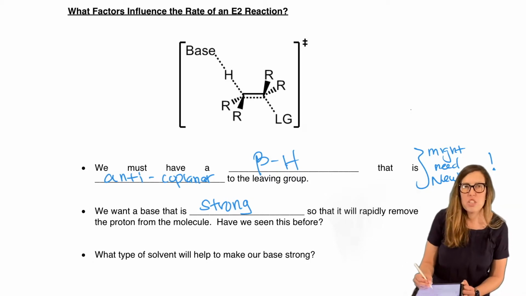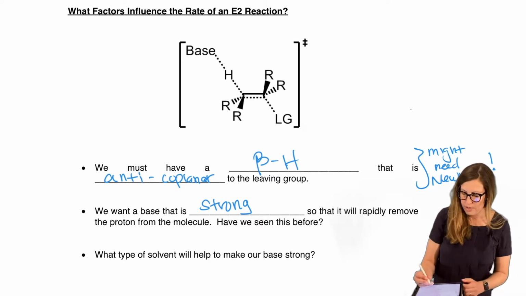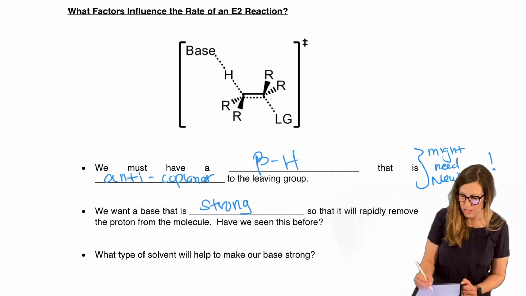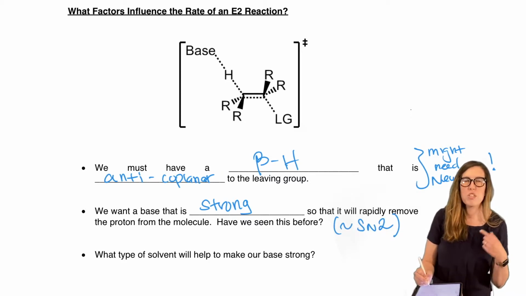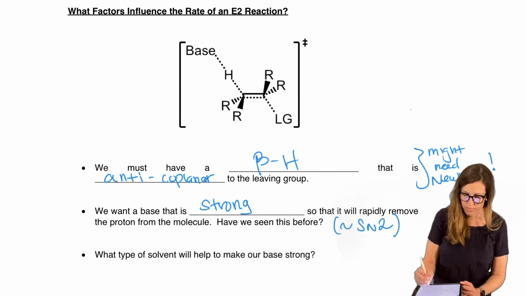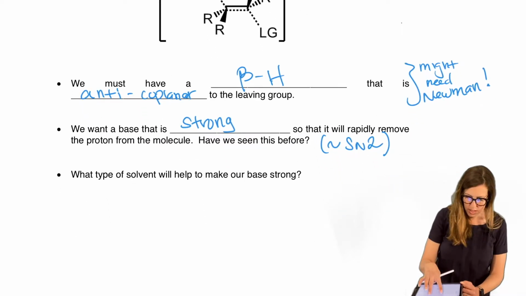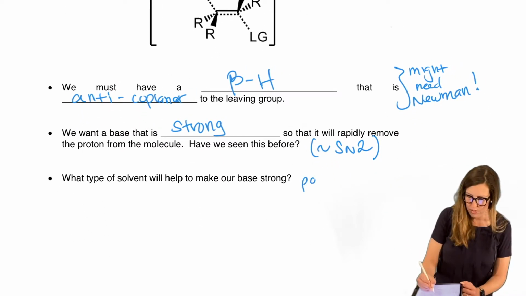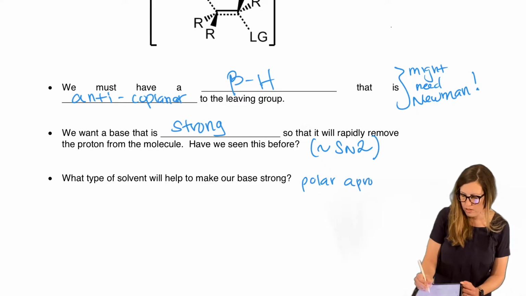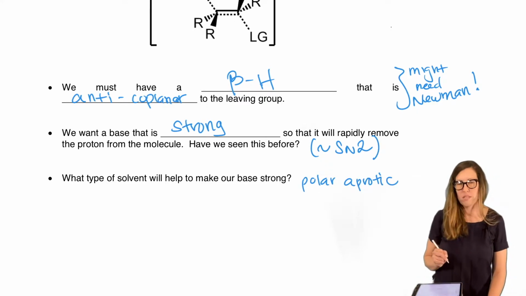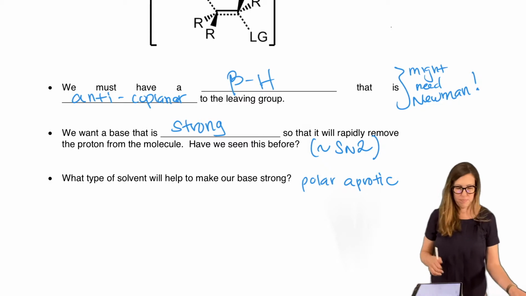Because this is a concerted mechanism, we want to react right away and not sort of linger. So this is kind of similar to an SN2 in that way. We need a strong nucleophile for SN2. We need a strong base for E2. Solvents that are favored, similar to SN2, right? Polar aprotic, to keep our base strong, but to still solubilize it.